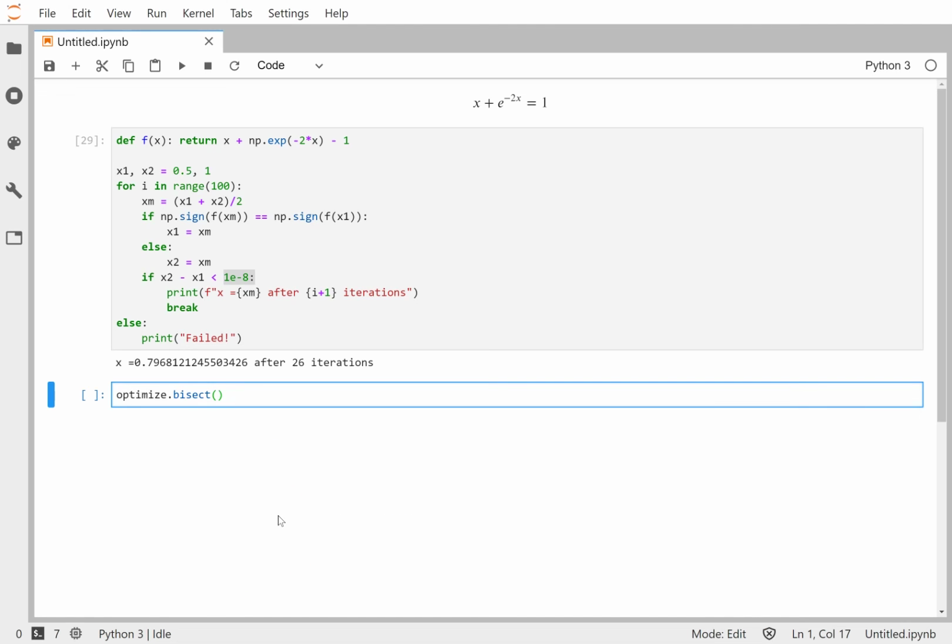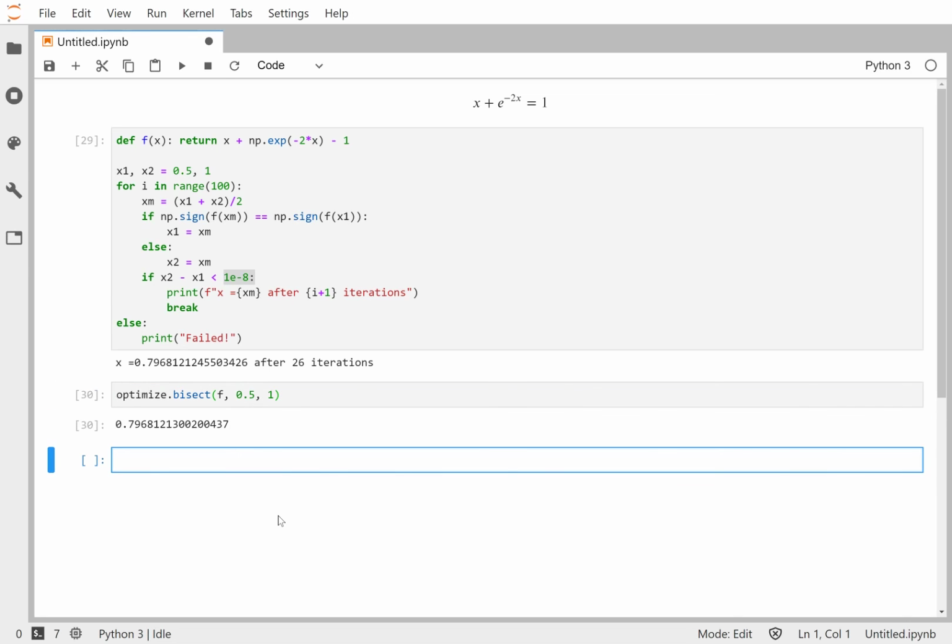Okay, so let's give it our function f. Let's give it the lower limit 0.5, and let's give it the upper limit 1 and see if it works. And we get 0.797, right? So it worked just like the code we wrote above. It's doing effectively the very same thing, perhaps a bit more efficiently. It's probably written in C or Fortran instead of raw Python, but it's the same thing at the end of the day.